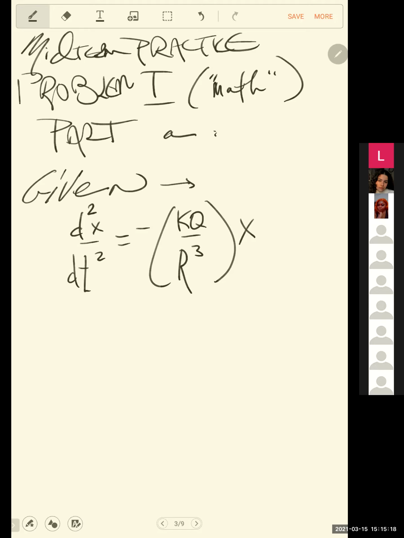Now stop me if I'm wrong, but I believe what I'm writing right now on the screen is correctly what the given is. There's another part of the given as well, but this is problem 1, part A. You're given this differential equation, which is meant to be somewhat familiar. Hopefully when you look at it, you think, yeah, that's not a shock that I would see something like that. But you might also look at it and wonder what's going on in those parentheses. I've seen a Q before in this class, but I don't know what's going on with this capital R cubed business. All of that is fair.